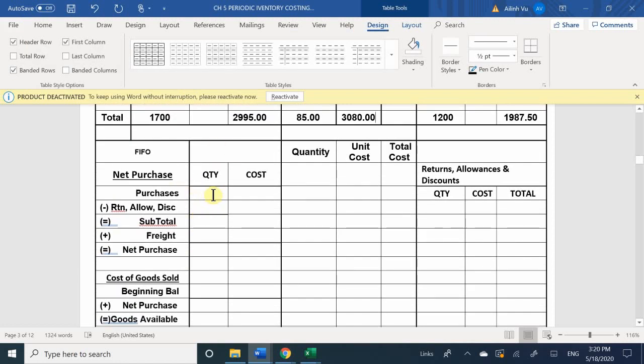So let's fill out the bottom part now. Looking at quantity, how much total quantity do we purchase? 1,700. And how much did it cost us for those 1,700? $29.95. Did we have any returns, allowances or discounts? No. So our subtotal is 1,700 at $29.95. How much was our freight? $85. That gives us a grand total of 1,700 items for $3,080. So that's your net purchases.